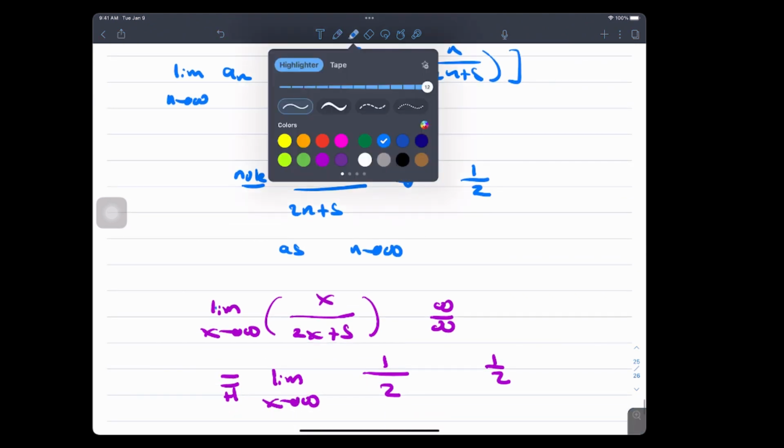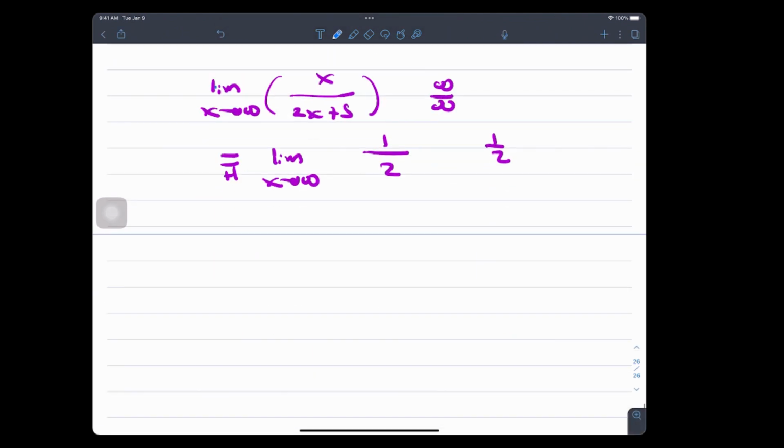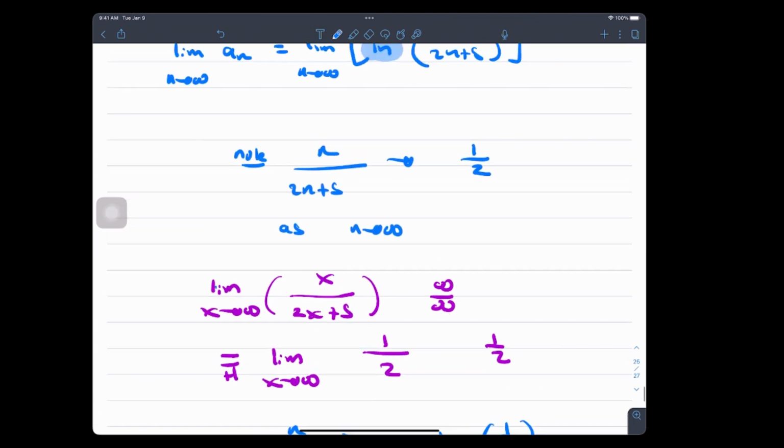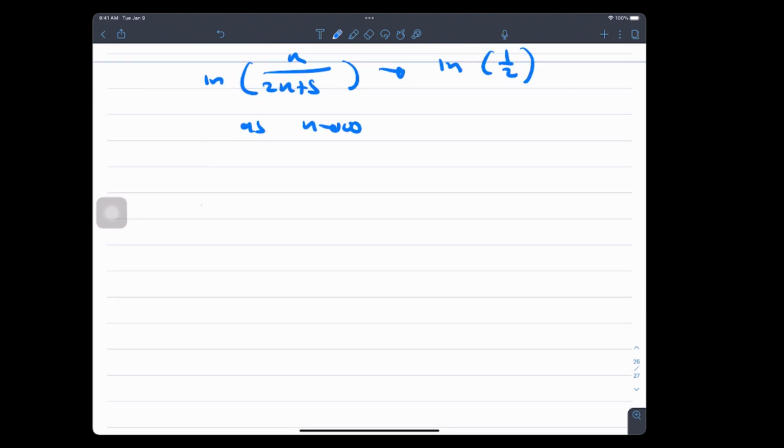And then what do we know about the natural log? That's a nice continuous function. So that means the natural log of n over 2n plus 5 goes to, because natural log is continuous, the natural log of 1/2 as n goes to infinity. Do you guys know what you just showed? You showed the limit of an equals the natural log of 1/2, and that limit is not 0.